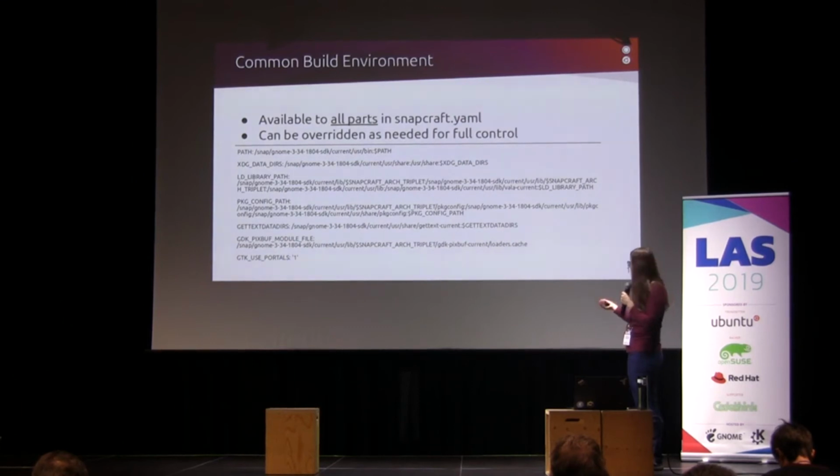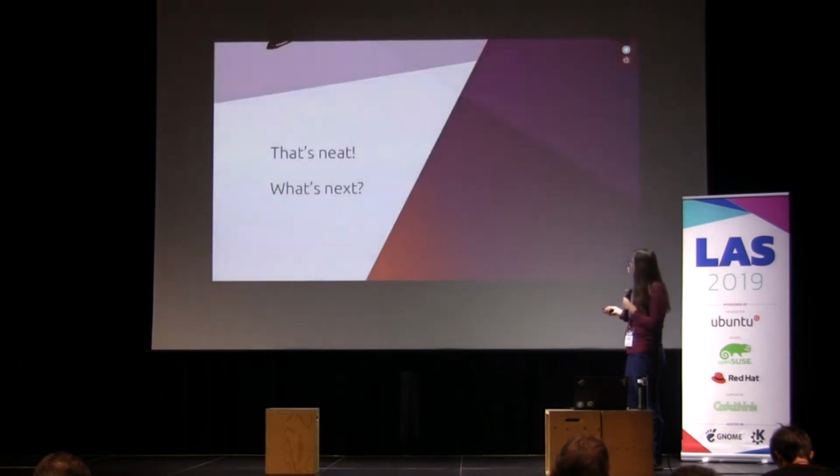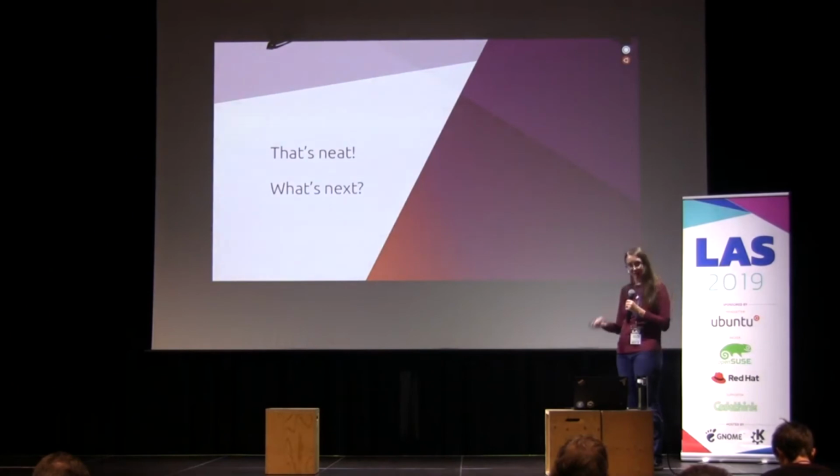If your gettext is in a different location, then okay, you can overwrite it as needed, right? If you need full control. But it's important that we do lay the ground in this build environment to make it useful to all the parts. So yeah, that's nice. Okay, so that's really cool, right? What is next?